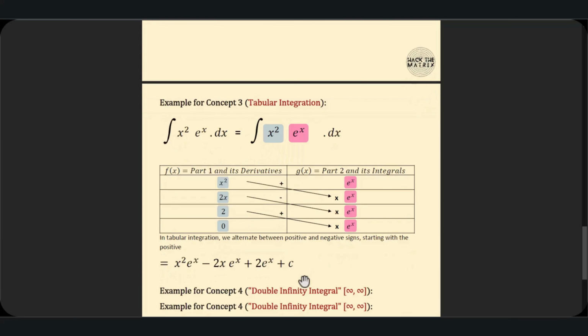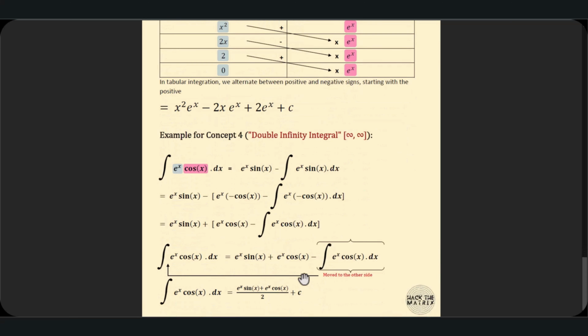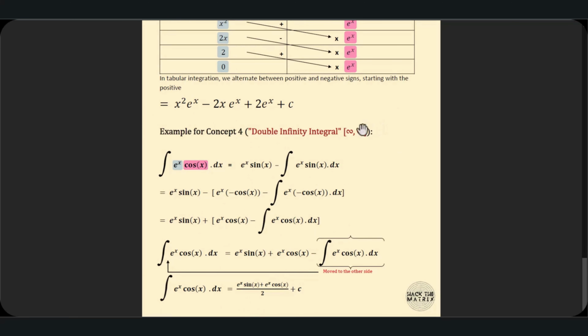Moving into concept number 4, which is the last concept. Okay, so example number 4, the double infinity integral. This is how we identify that this falls under concept number 4, because both of the functions are infinity functions, or functions that can't be simplified by differentiation or integration. And we proceed using concept number 4, doing the integration by parts as we usually do, and we continue with the steps as we can see here.